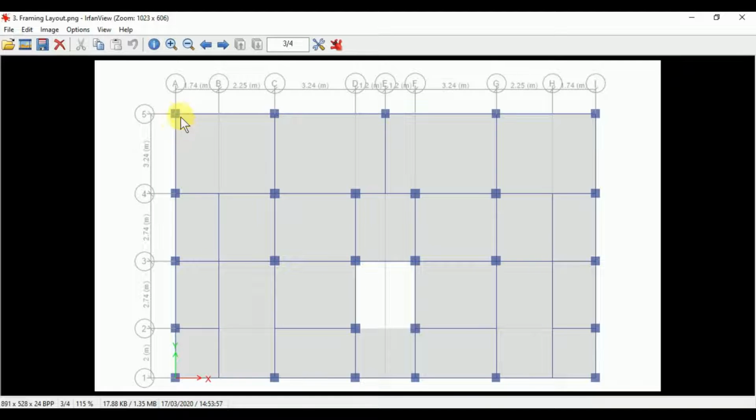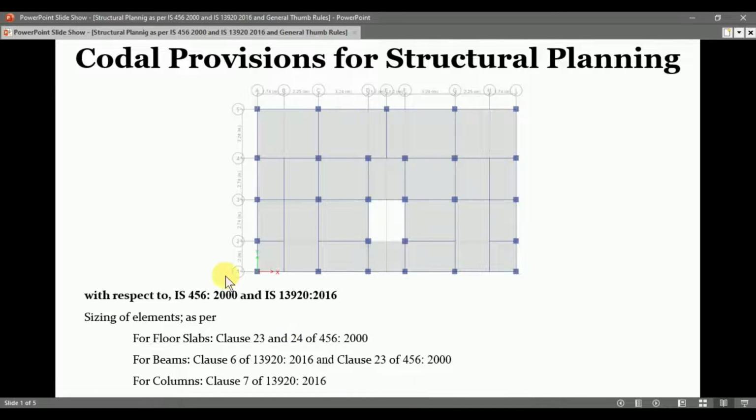But we need to define the section sizes for the columns, beams and slabs. Depending upon the required condition, we will provide those section sizes. So let's size the elements as per IS 456-2000 and IS 13920-2016. As per IS 456 and 13920, there are some codal provisions. For the floor slab, we will follow clause 23 and 24 of IS 456-2000. For beams, we will follow clause 6 of IS 13920 and clause 23 of IS 456-2000. And for columns, we will follow clause 7 of IS 13920-2016.